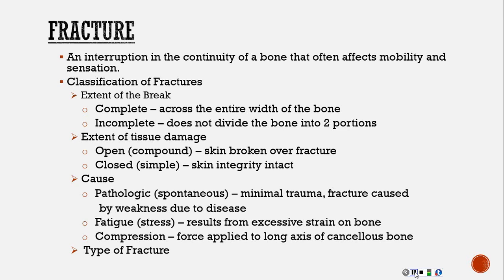All right, the next classification is going to deal with the extent of tissue damage. This deals with whether you've got a bone sticking out of the skin or not. An open or compound fracture is when the skin is broken over the fracture. So the fracture occurs, and a piece of that bone punctures the skin. What does that alone put the patient at more risk of? Infection.